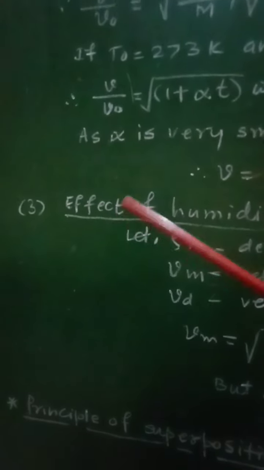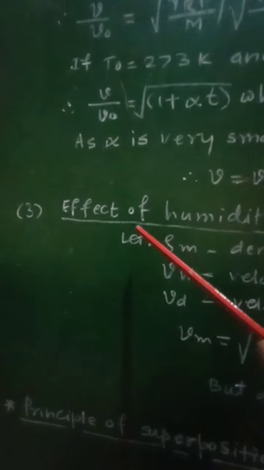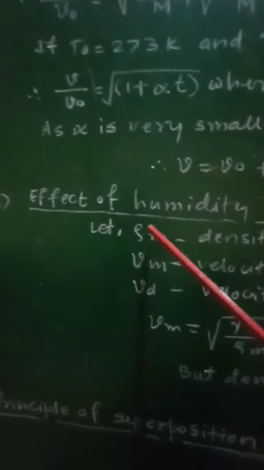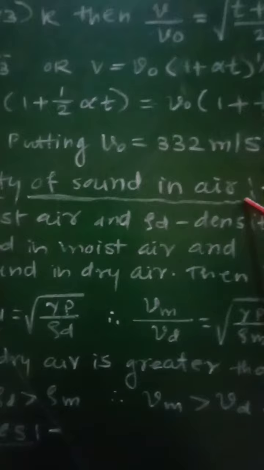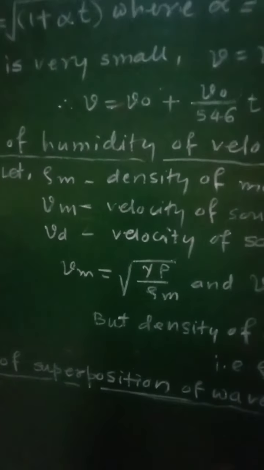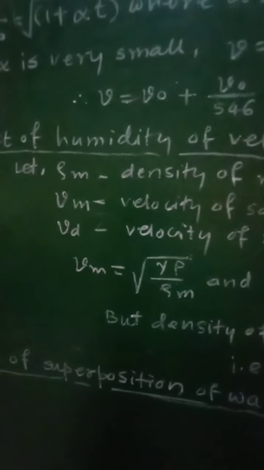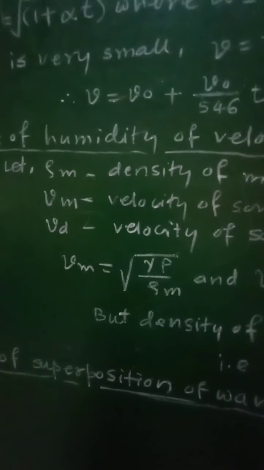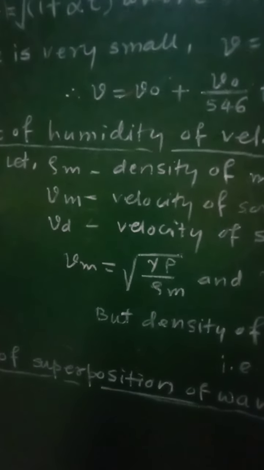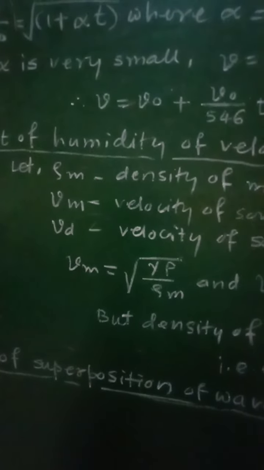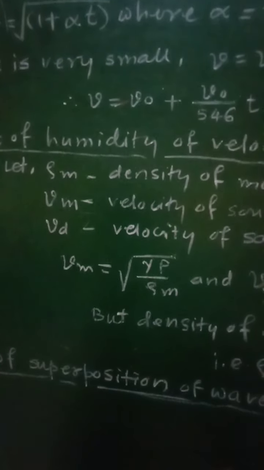And now let us see the third factor which will affect the velocity of sound in air, that is the effect of humidity, that is moisture present in the air, on the velocity of sound in air. So what will be the effect of humidity or moistness present in the air? The humidity or moistness of air depends upon the amount of water vapor present in it. If the amount of water vapor present in that air increases, then we can say that the humidity of that air is large.